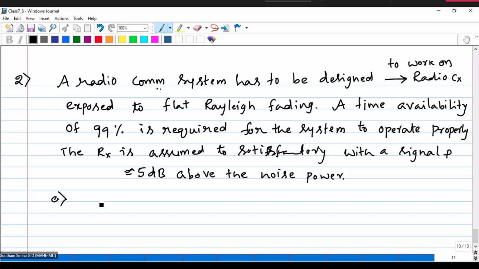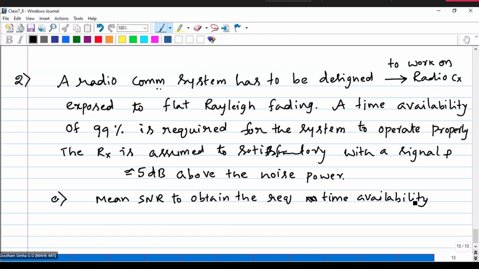First, calculate the required mean SNR to obtain the required time availability. Time availability. What does it mean? I'll explain what it is. Okay. Next, what is the required mean SNR?